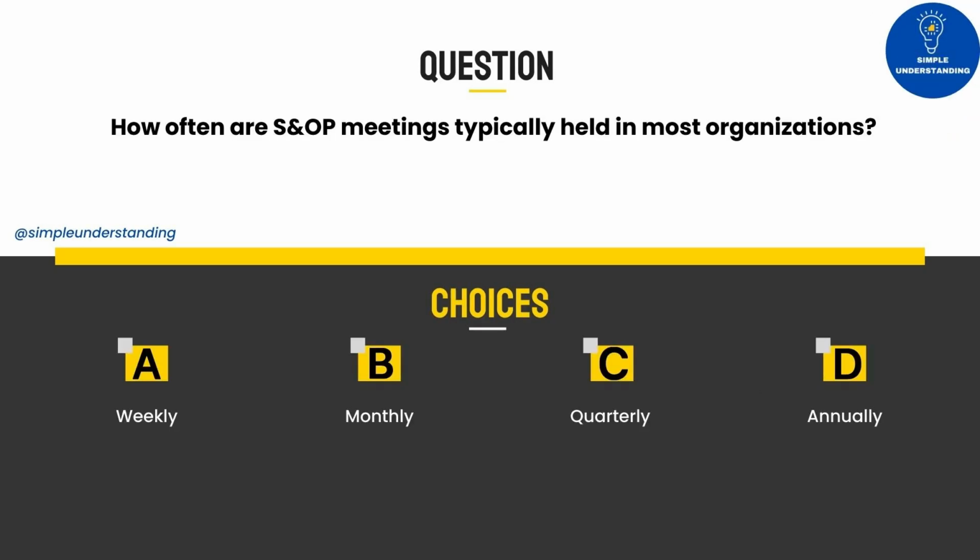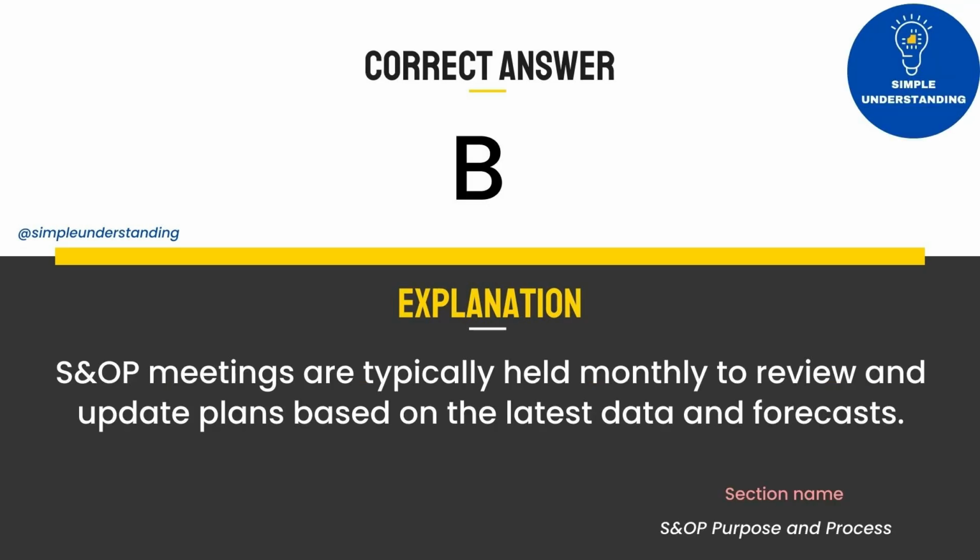8. How often are S&OP meetings typically held in most organizations? A. Weekly. B. Monthly. C. Quarterly. D. Annually. Correct answer: B. Explanation. S&OP meetings are typically held monthly to review and update plans based on the latest data and forecasts.